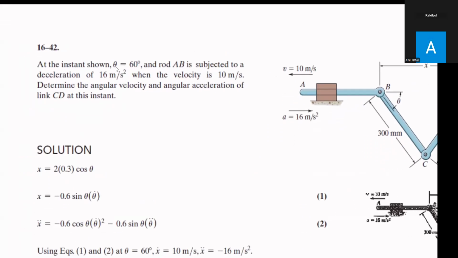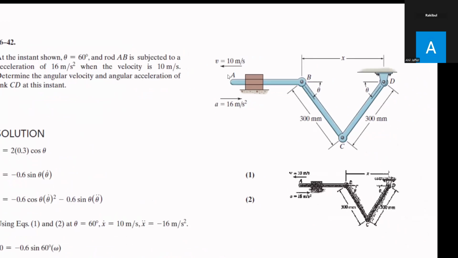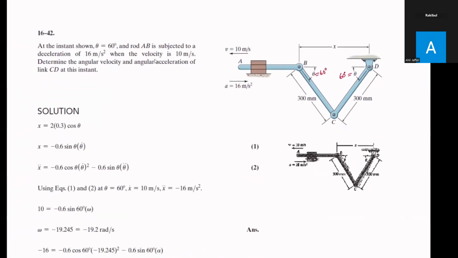At the instant shown, theta equals 60 degrees. So this is theta equals 60 degrees. The rod AB is subjected to a deceleration of 16 meters per second squared. That means this rod A is having a deceleration. So you see the notation, is it a linear or an angular deceleration?